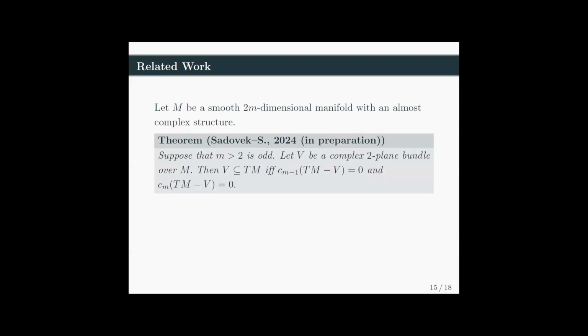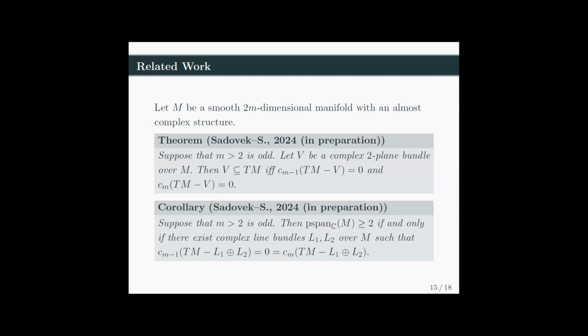So this is an example of a result that we have. Say m is odd, and give yourself a complex two-plane bundle over M. Then this two-plane bundle will split off the tangent bundle if and only if these virtual Chern classes vanish. It's easy to compute these virtual Chern classes in terms of the Chern classes of the vector bundles involved. And the upshot for this talk is that the direct sum of two complex line bundles is in particular a complex two-plane bundle, so you can extract information about the complex projective span from these kinds of results.